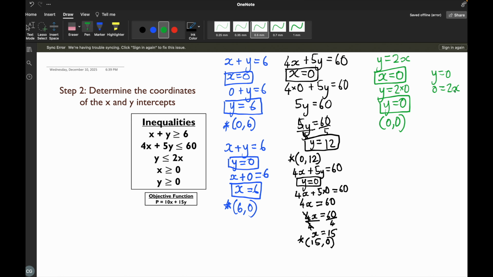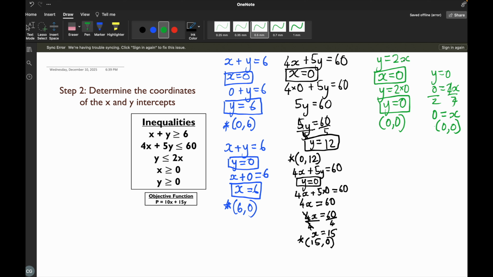Now, 0 is equal to 2x, so I have to divide both sides by 2 to find the value of x. 0 divided by 2 is 0, and the 2s cancel out to give me the value for x. So I have a value for x being 0 and a value for y being 0, which gives me back the same coordinate.